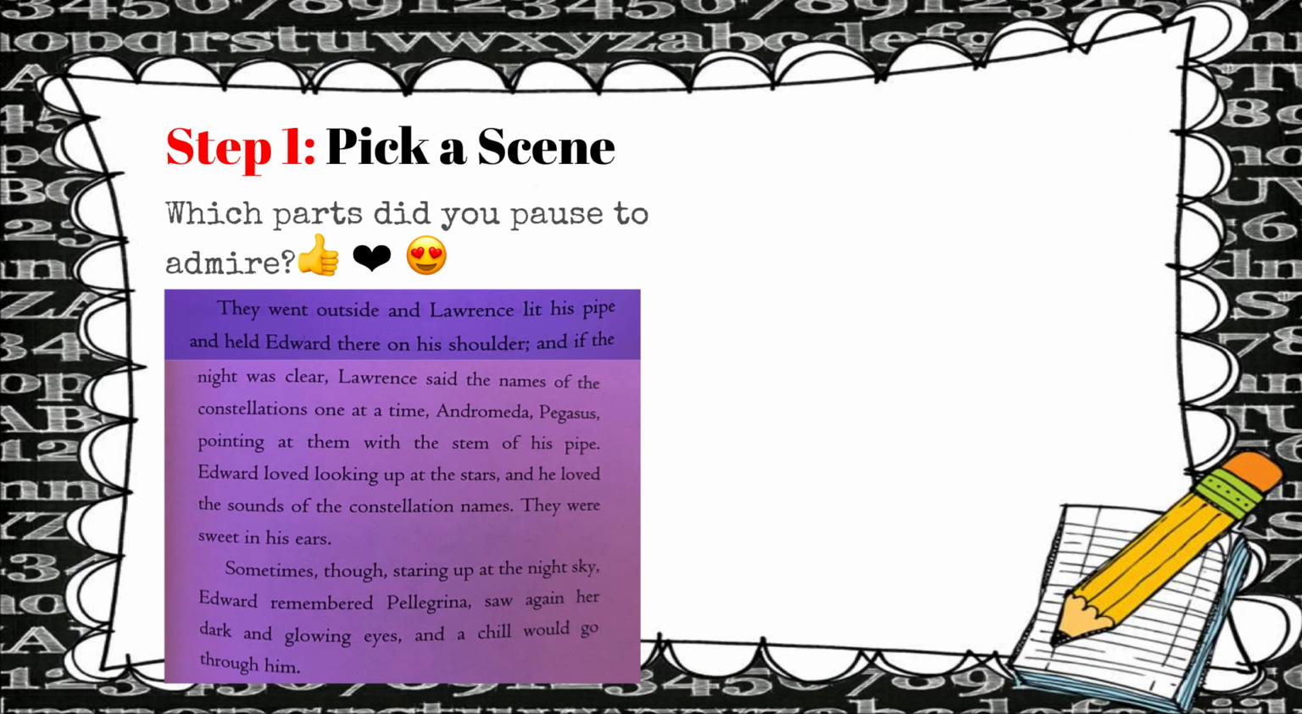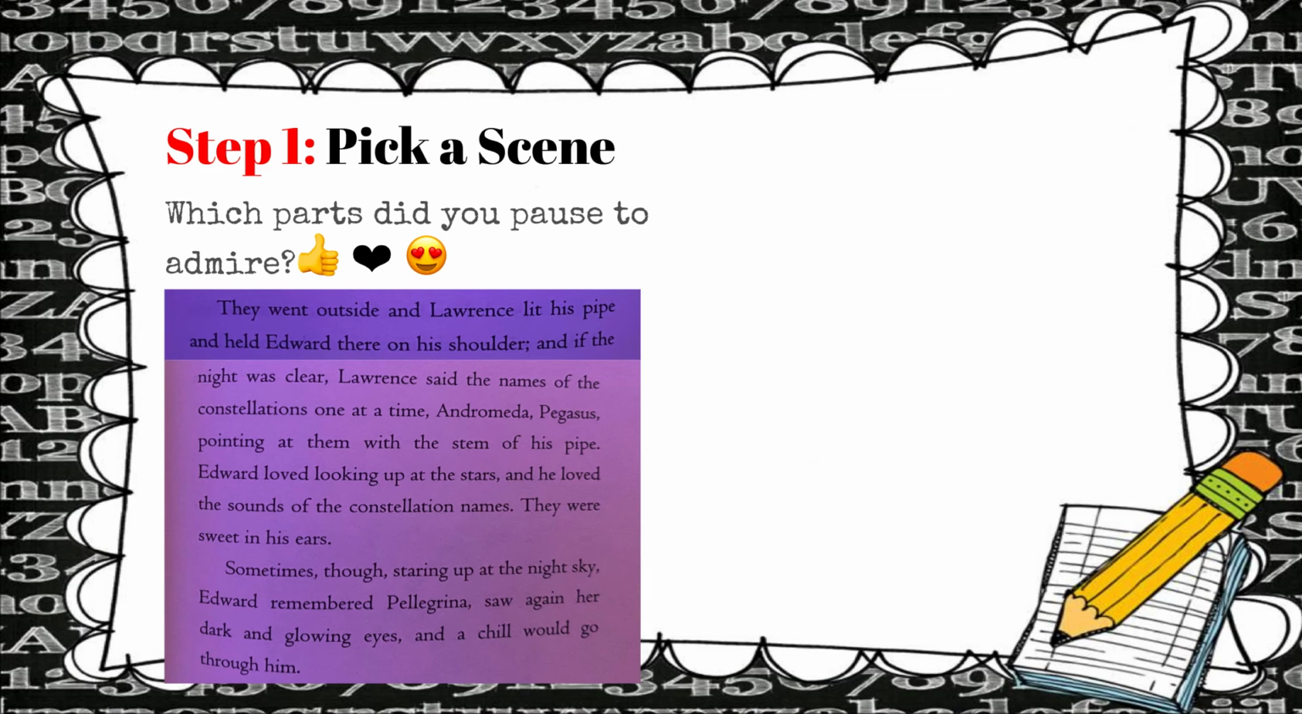They went outside, and Lawrence lit his pipe and held Edward there on his shoulder. And if the night was clear, Lawrence said the names of the constellations one at a time: Andromeda, Pegasus, pointing at them with the stem of his pipe. Edward loved looking up at the stars, and he loved the sounds of the constellation names. They were sweet in his ears. Sometimes, though, staring up at the night sky, Edward remembered Pellegrina, saw again her dark and glowing eyes, and a chill would go through him.